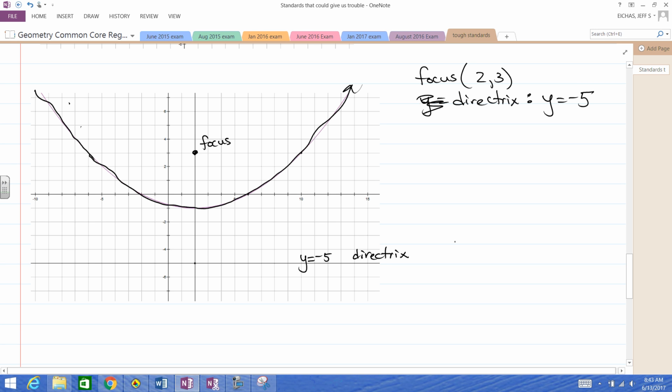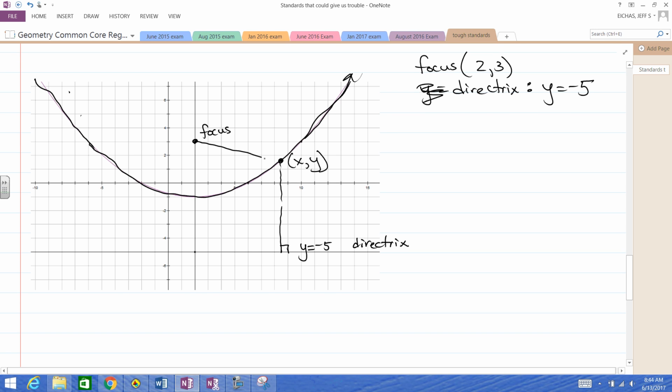Now let me just take a random point right here. It's not a good location. I'm doing that on purpose. I'm going to name that point (x, y). It's a random point on the parabola. Here's the concept. The distance from here to here must be identical to that distance. Now it doesn't look it right now. Could have been a stretched graph, I don't know. But if it's the right parabola and the right focus and directrix, these amounts are going to be identical. How are we going to prove it?